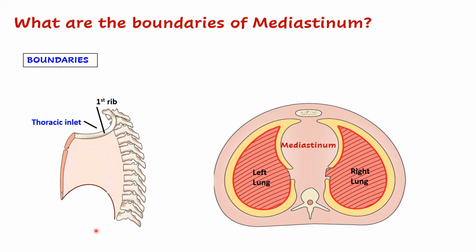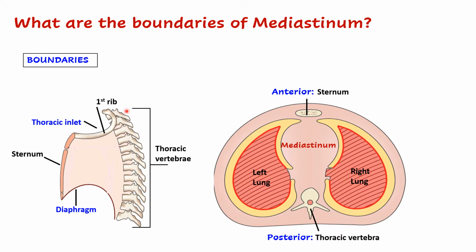Similarly, the lower boundary will be formed by diaphragm, which forms the lower boundary of the thoracic cavity. So these are the superior and inferior boundaries. Let us now look at anterior and posterior boundaries. Anteriorly, it will be bounded by the sternum, which can be seen here, the three parts of the sternum: manubrium sterni, body of the sternum, and the xiphoid process. Here in a cross section, we can see a section of the sternum placed anterior to the mediastinum. Then posteriorly, we have the 12 thoracic vertebrae. And here we can see in cross section one of the thoracic vertebra forming the posterior boundary of the mediastinum.